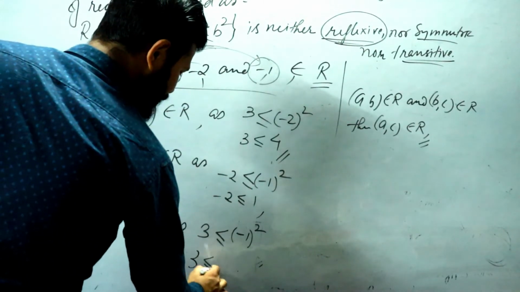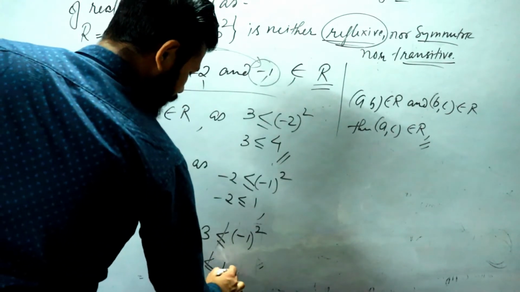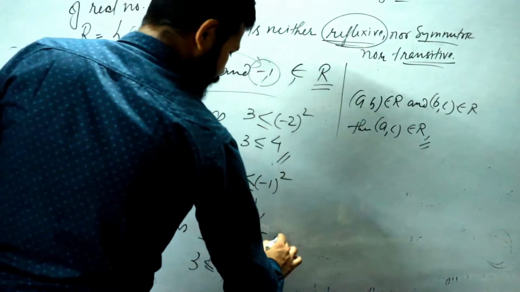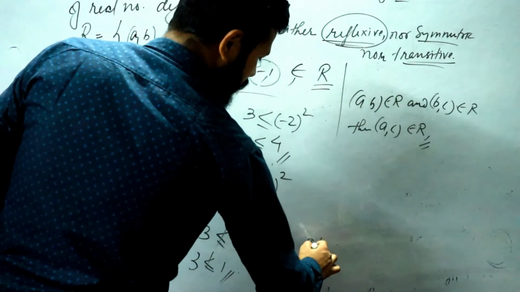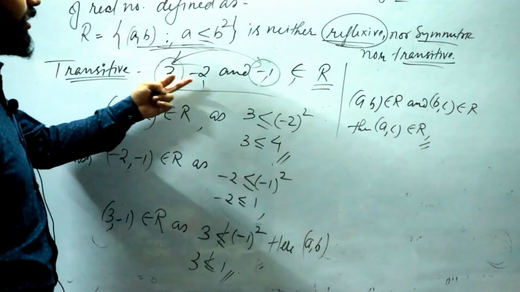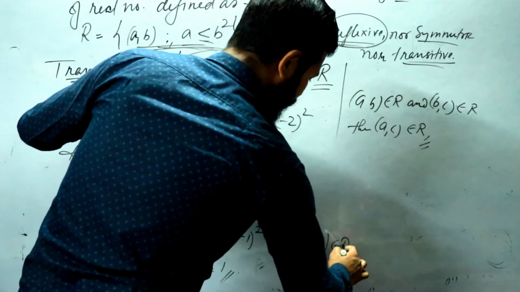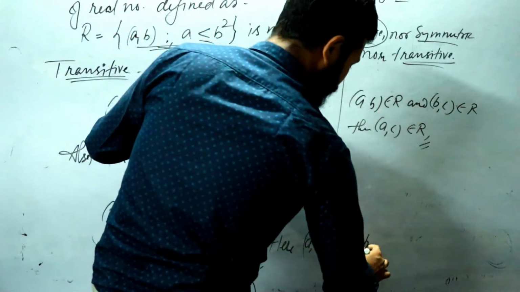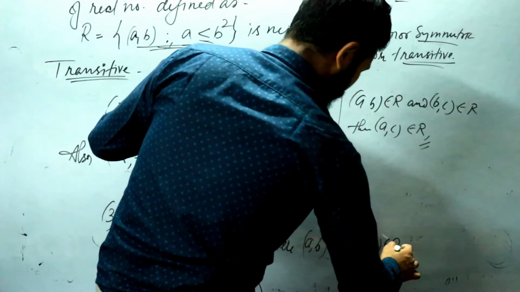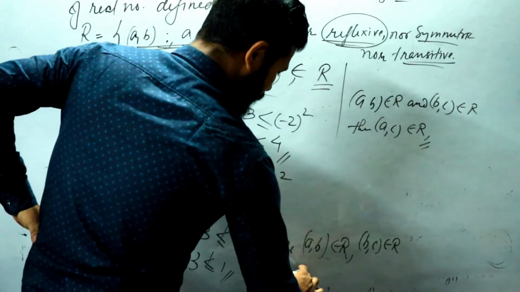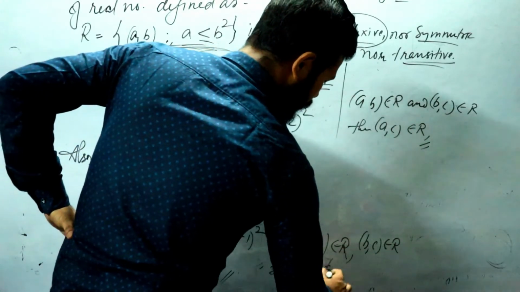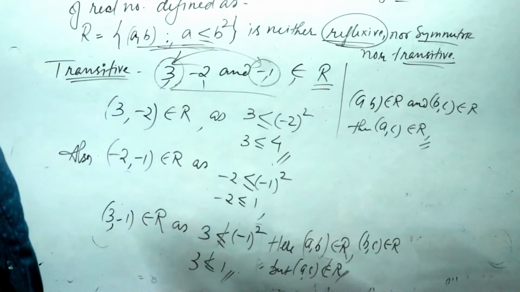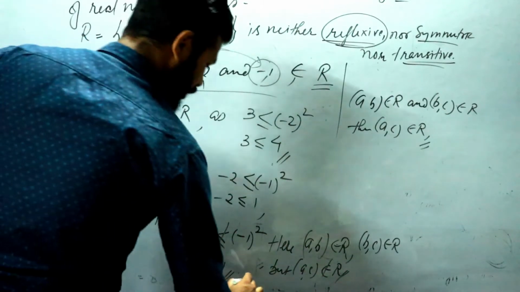So 3 is not less than 1, which is not true. Therefore we found that A comma B, what is A here? 3 comma minus 2 belongs to the relation, and B comma C is also in the relation, but A comma C is not in the relation. So we can say that this relation is not transitive. Therefore, the relation is not transitive.